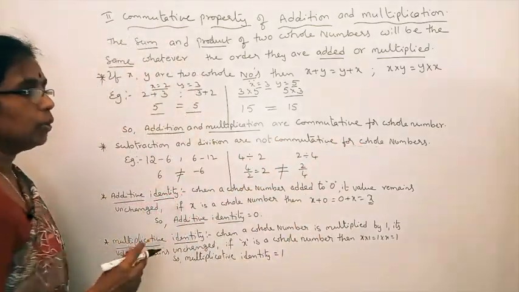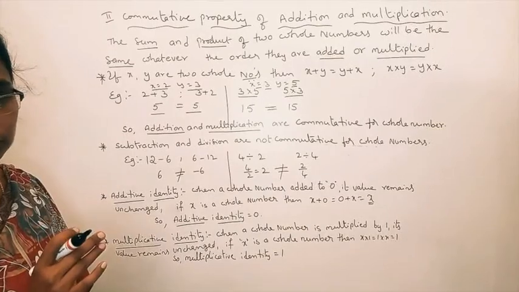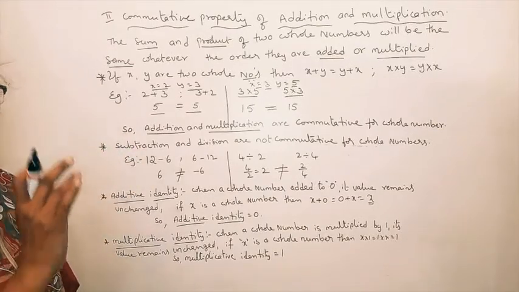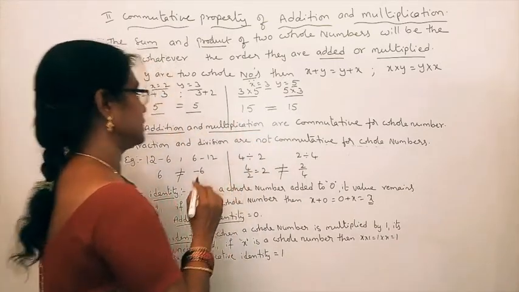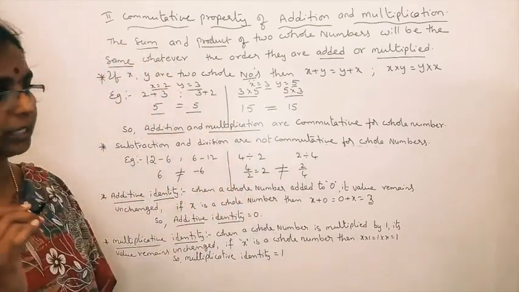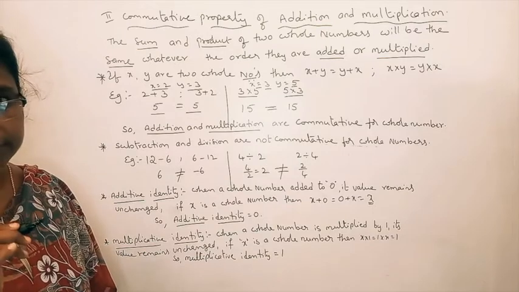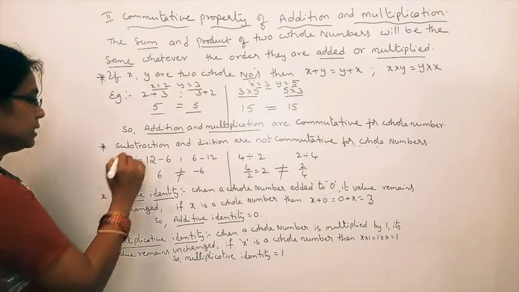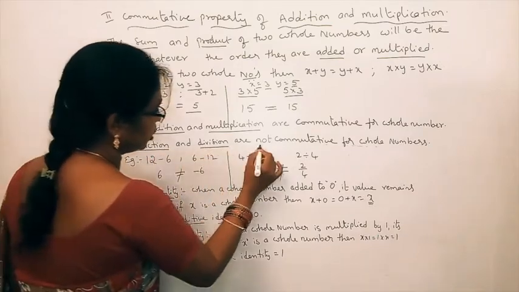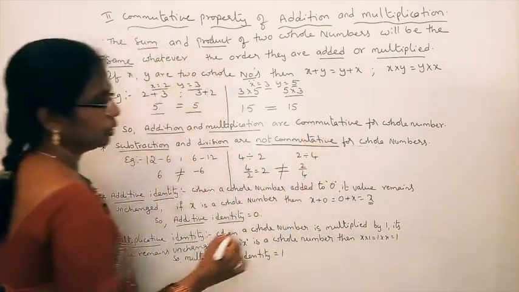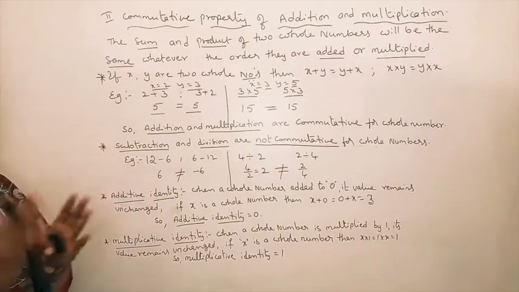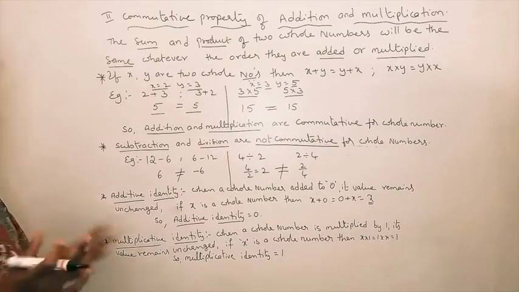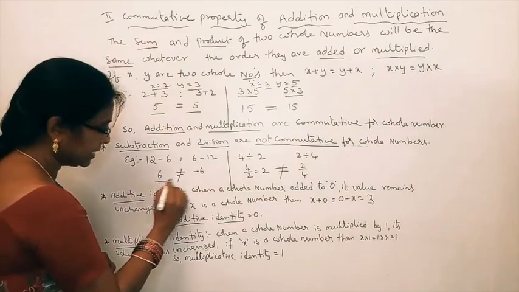That means whole numbers are commutative under addition and multiplication. But subtraction and division are not commutative, because when you subtract two whole numbers in two ways, that is, changing the order, their differences are not equal.